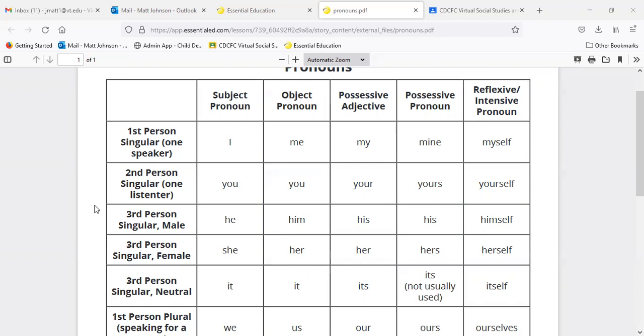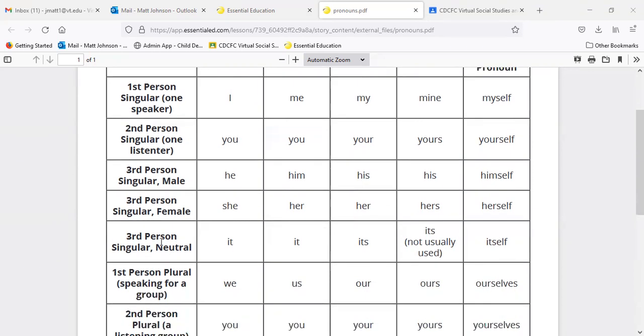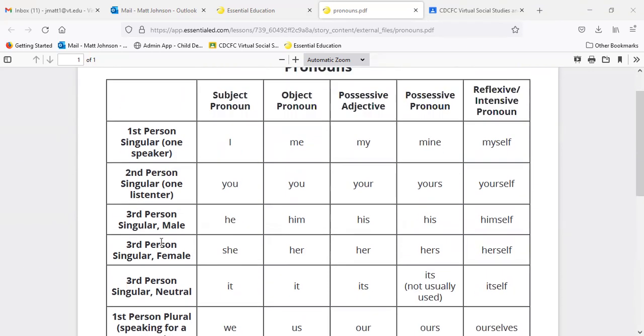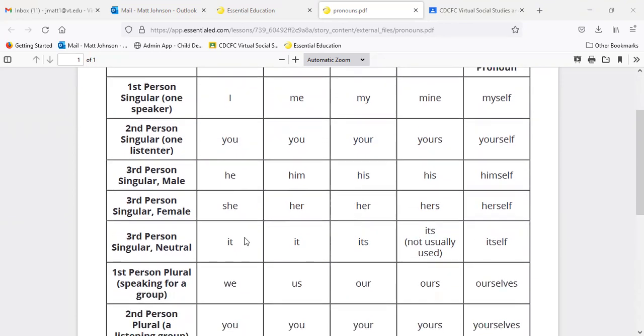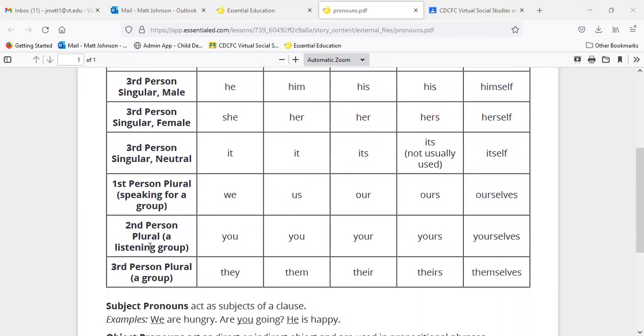And then same thing, she, her. It doesn't change form for possessive adjective or object pronoun for female. And then hers for possessive pronoun, and reflexive is herself. I think you kind of see what's going on here.